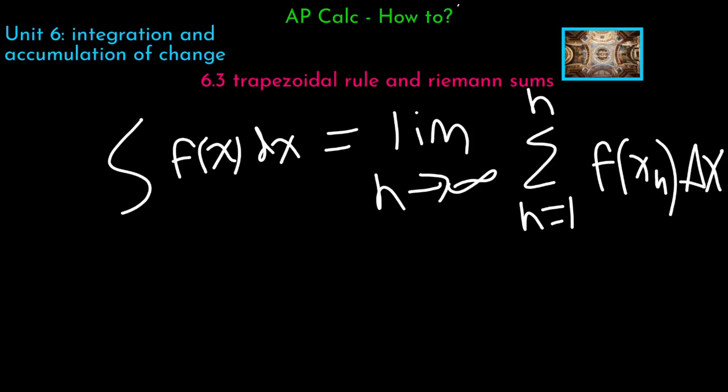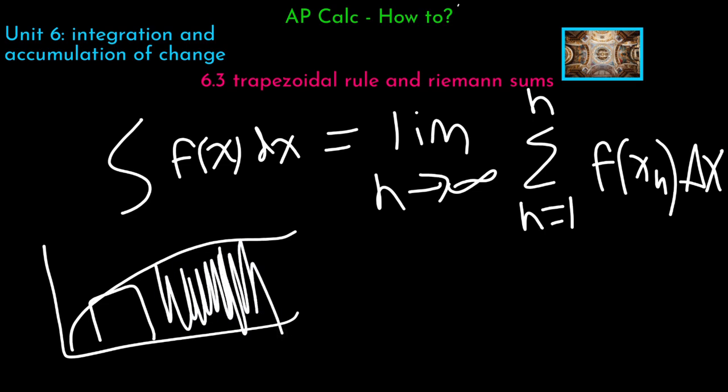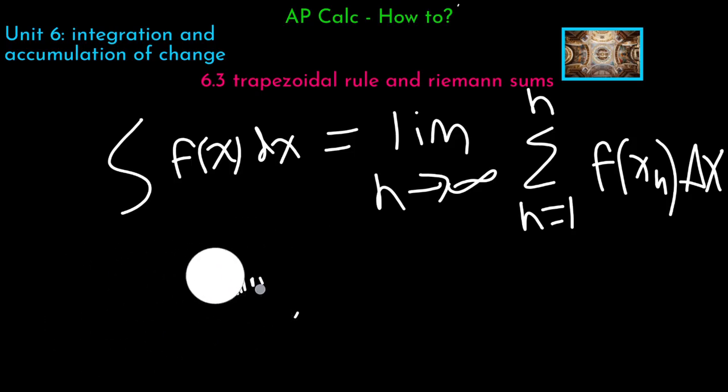And it makes sense because the more infinitely thin slices you put in here, you have a big rectangle. But if you put an infinite number of rectangles, you have the total area. So that's what this is right here.